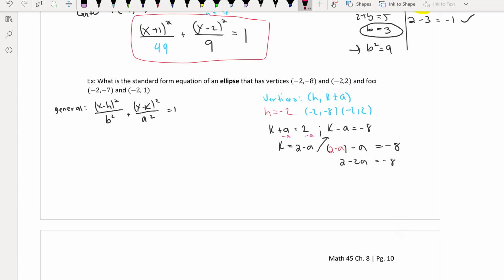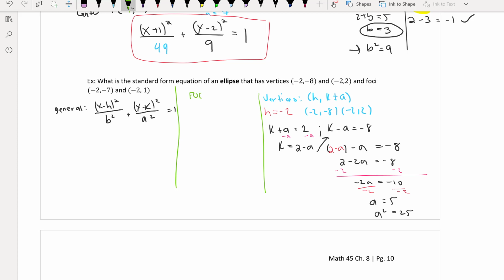So I'm going to subtract 2 from both sides, so I get that -2a is equal to -10. Now if I divide by -2 on both sides, I get that my a is equal to 5. So now I have that a squared is equal to 25. So perfect. So what I know is my h value and my a value. So now I can deal with my foci information.